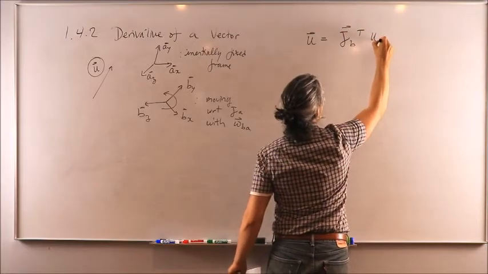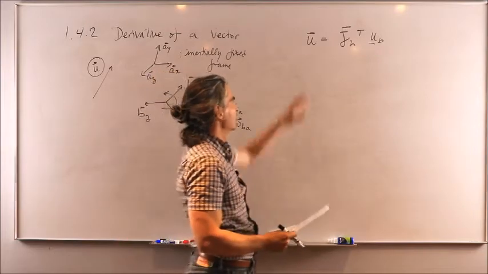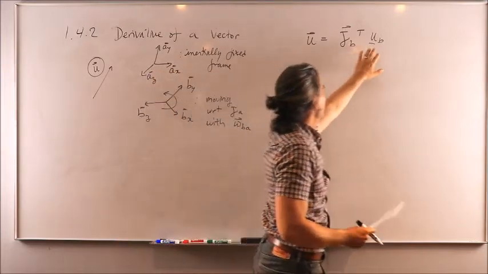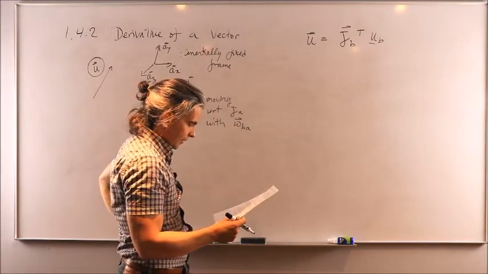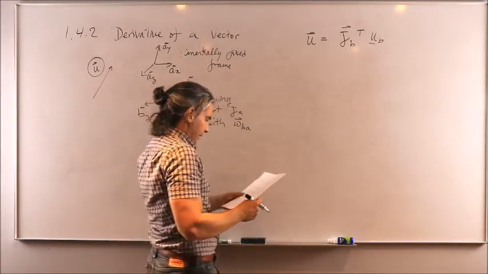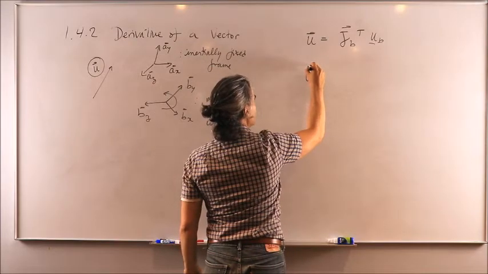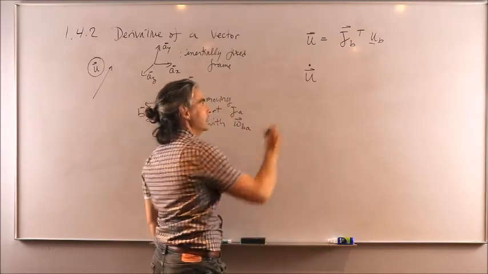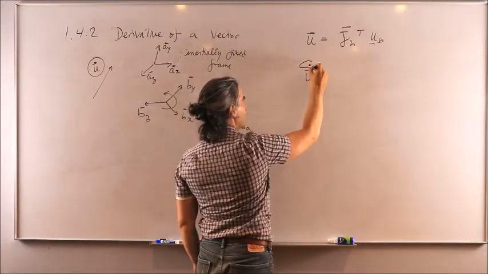Nothing new here. Hopefully, by now you all know how to express a vector in terms of its components in a given reference frame. That's all we did. So now the question is, how could we get the time derivative of this vector? And not any time derivative, but the inertial time derivative.